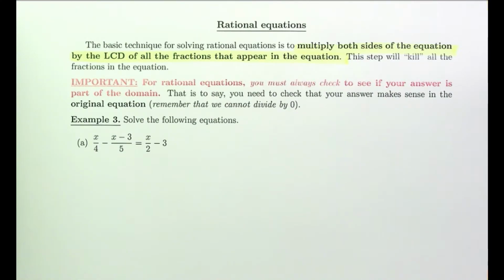Because you cannot divide by 0. If you get a number that makes any of the original fractions or rational expressions 0 on the bottom, on the denominator, then that means that's not a true answer. You have to discard it. Okay.